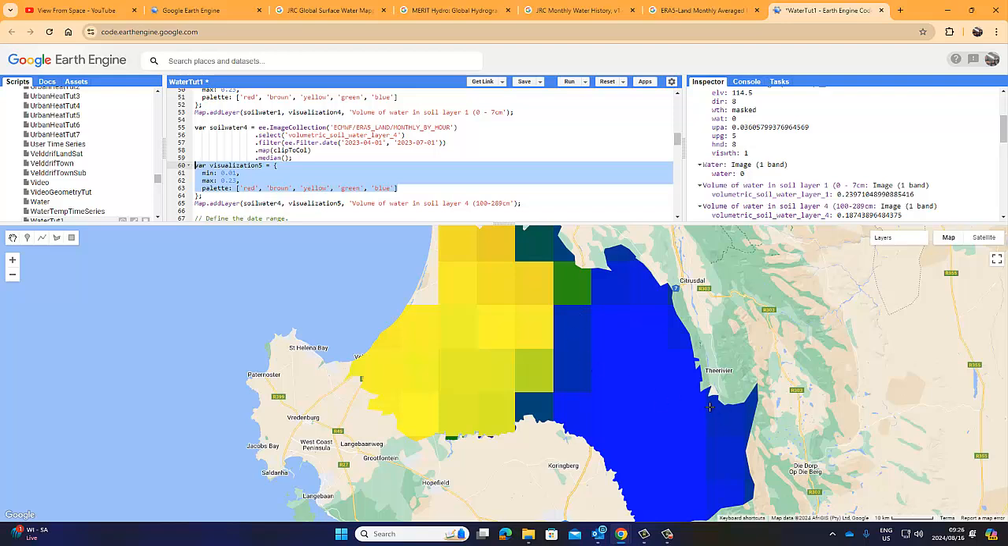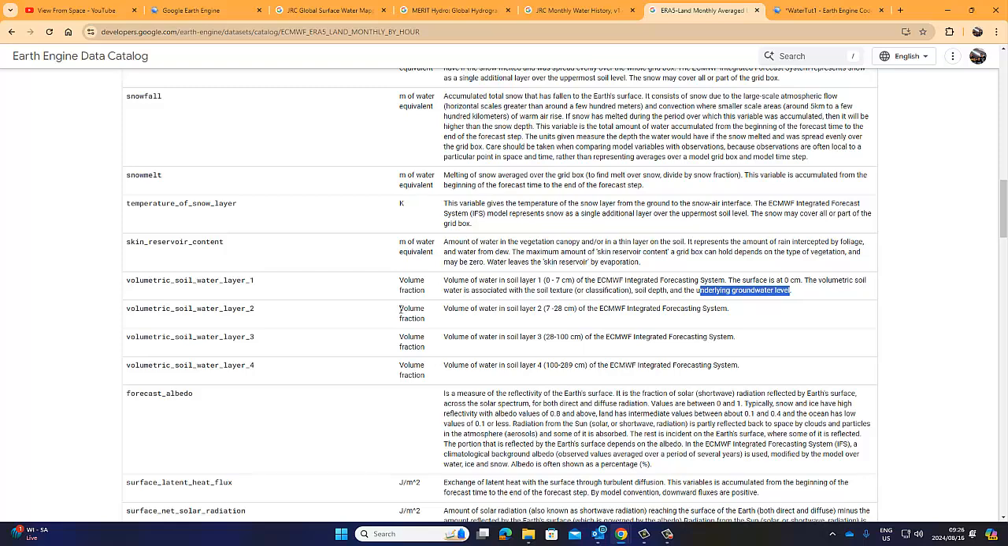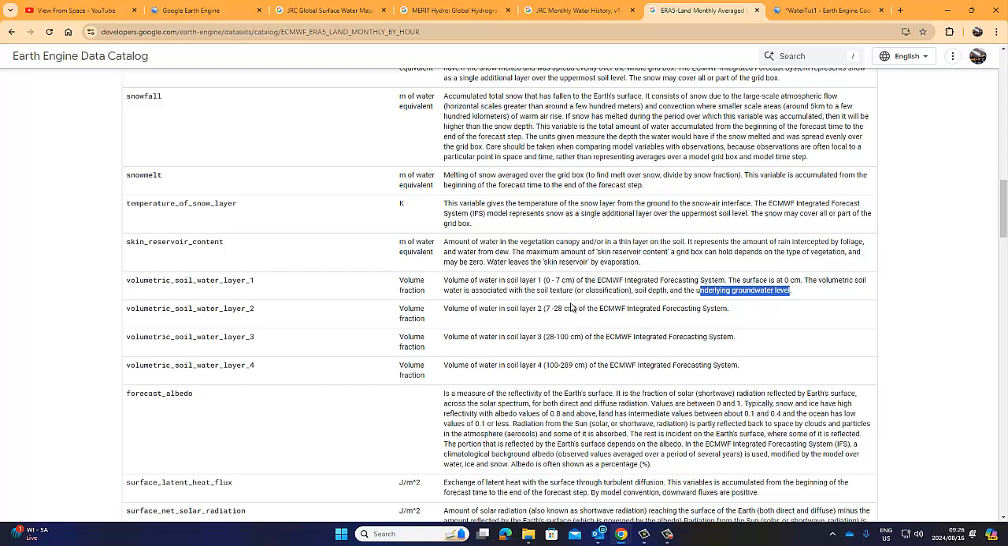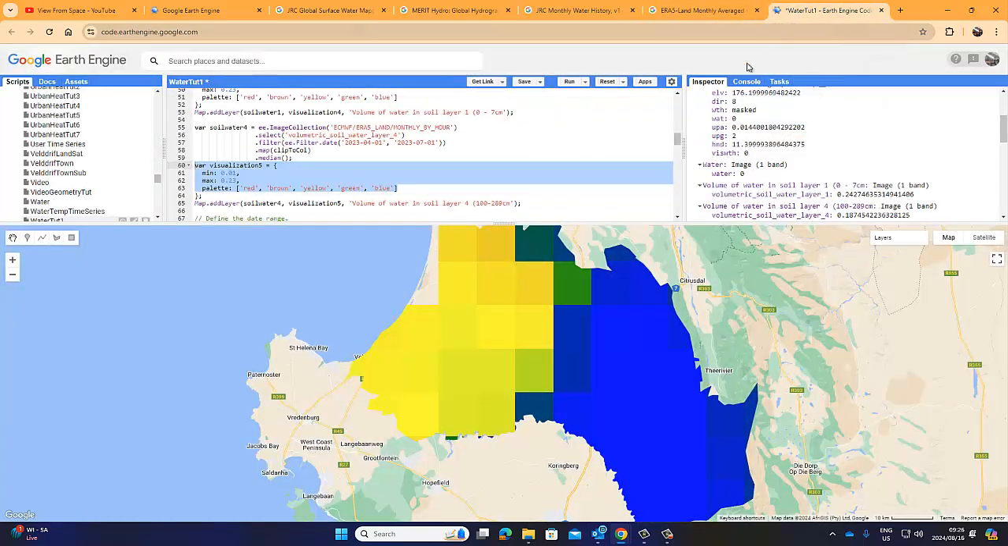So if we select, let's say, this particular area here, the soil level is 0.24 for layer 1, between 0 and 7.5 centimeters, 0.24, and then between 100 and 300 centimeters, 0.18. So that means volume fraction. Now, I'm not exactly sure what that means. Let's have a look and see. Units: volume fraction. Again, one will have to have a go and figure out what this means.